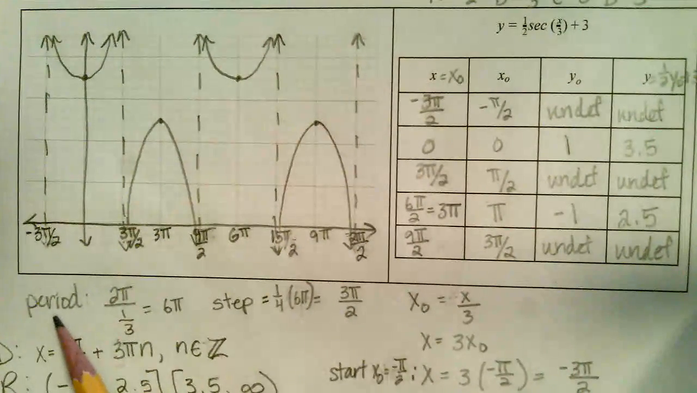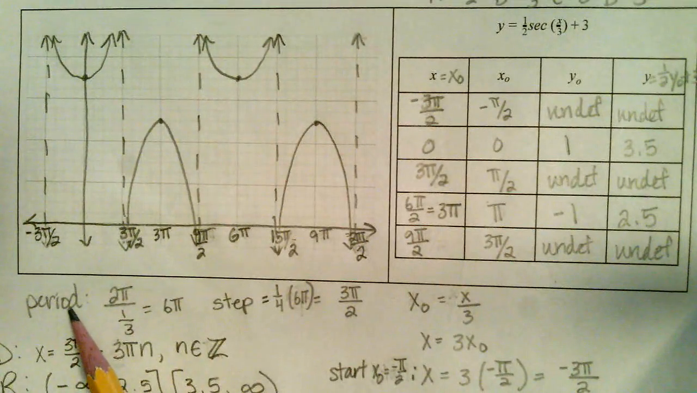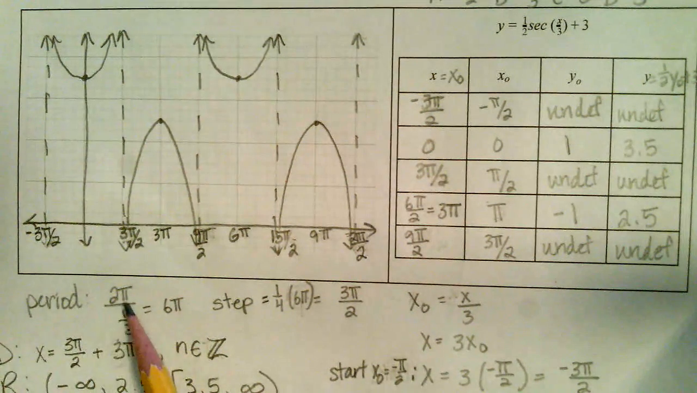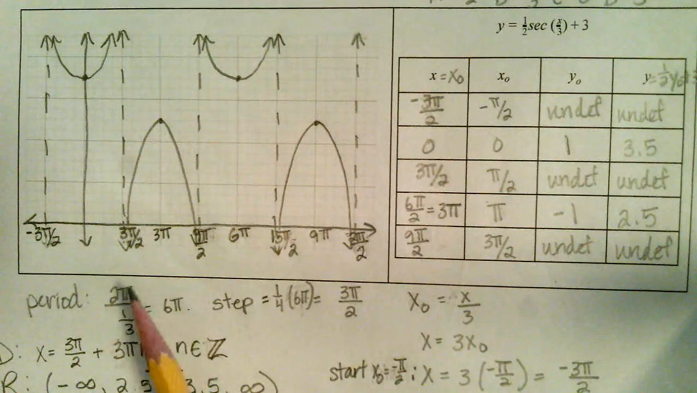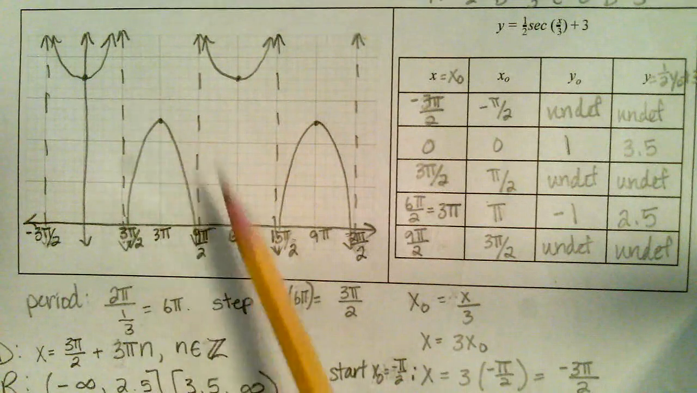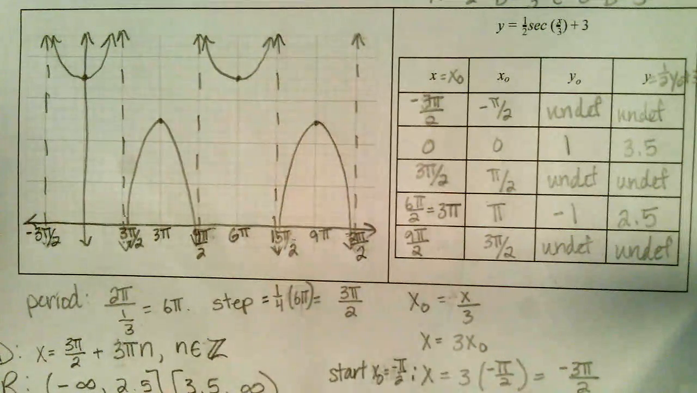I know that my secant and cosecant graphs are related to the cosine and sine, I had them backwards. So my period is 2 pi. I divide by b. My new period is 6 pi. So every 6 pi units, I should see a down cycle and an up cycle. My step is going to be a quarter of that period, so it's going to be 3 pi over 2.